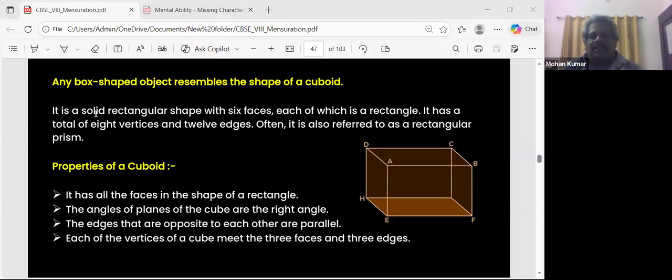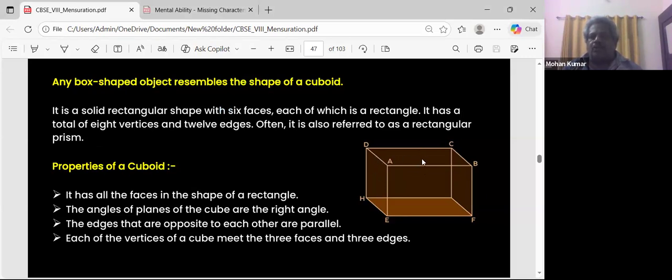It's a solid rectangular shape with 6 faces. Now see, inside a room where you are sitting, there are 4 walls around you. One wall is opposite to you, another wall is opposite, and the other two. So you have 4 walls, and the top one and the bottom one. That is where we take the 6 faces. So remember that point is also very important. There are 6 faces, and then it has a total of 8 vertices.